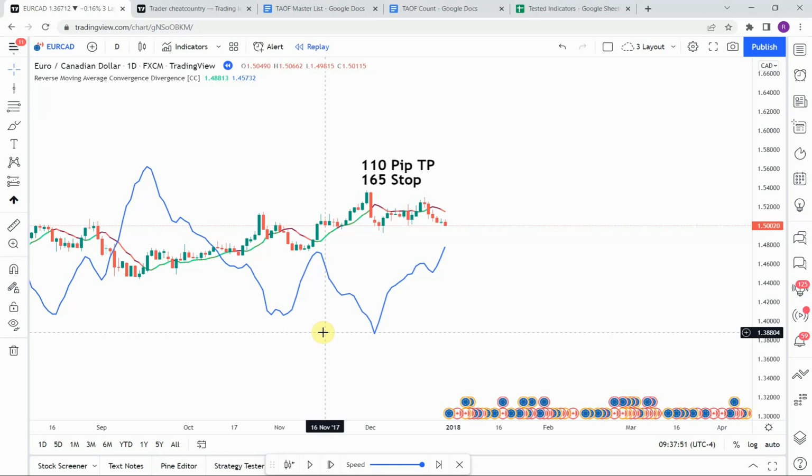Today, we will be testing the reverse moving average convergence divergence indicator.